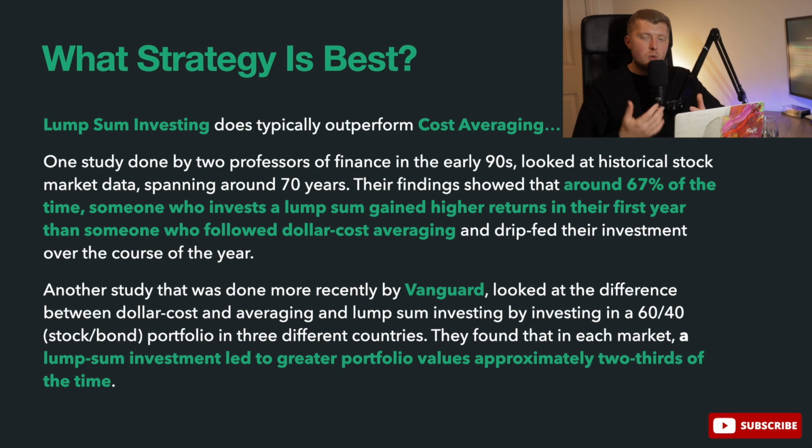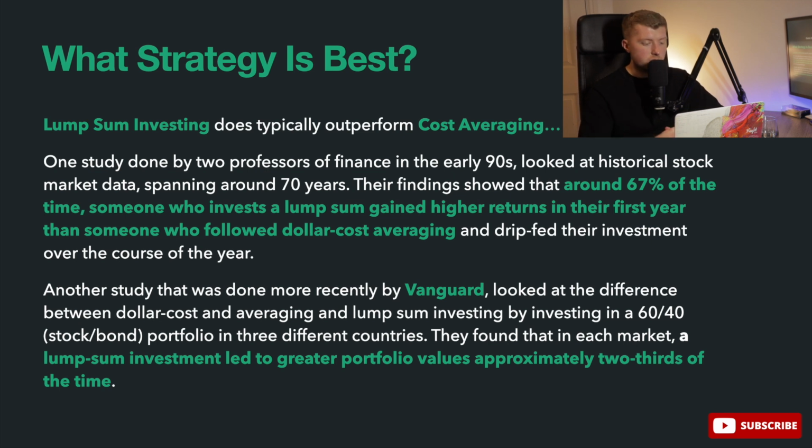So with that all in mind, what is actually the best investment strategy? Lump sum investing or cost averaging? Well, typically speaking, lump sum investing does outperform cost averaging. A couple of studies which I've just found. One study done by 2 professors of finance in the early 90s looked at historical stock market data spanning around 70 years. Their findings showed that around 67% of the time someone invests a large lump sum of money gained higher returns in their first year than someone who followed dollar cost averaging and drip fed their investment over the course of the same period.